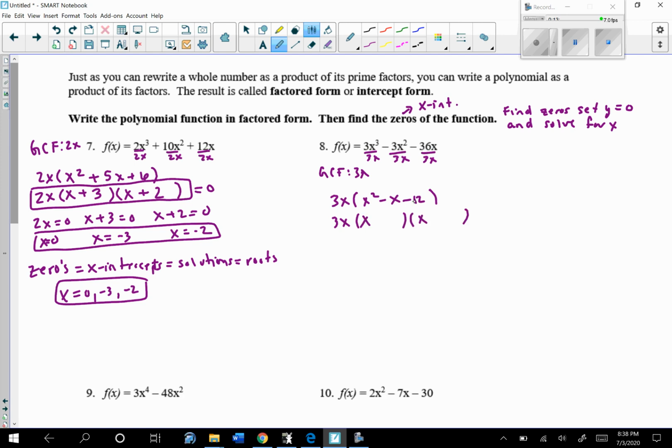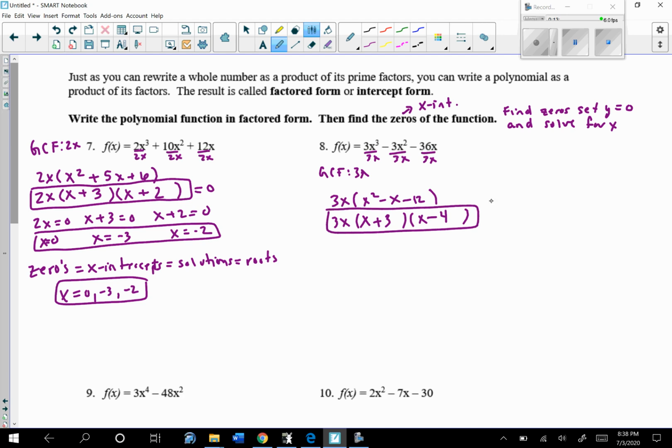So since this is negative and this is negative, that means you have to have a positive and a negative term. So factors of 12, 1 and 12 aren't going to work. If we do 3 and 4, that would work as long as our middle term is negative, because this is negative here. So -4 and +3. So that's my factored form.